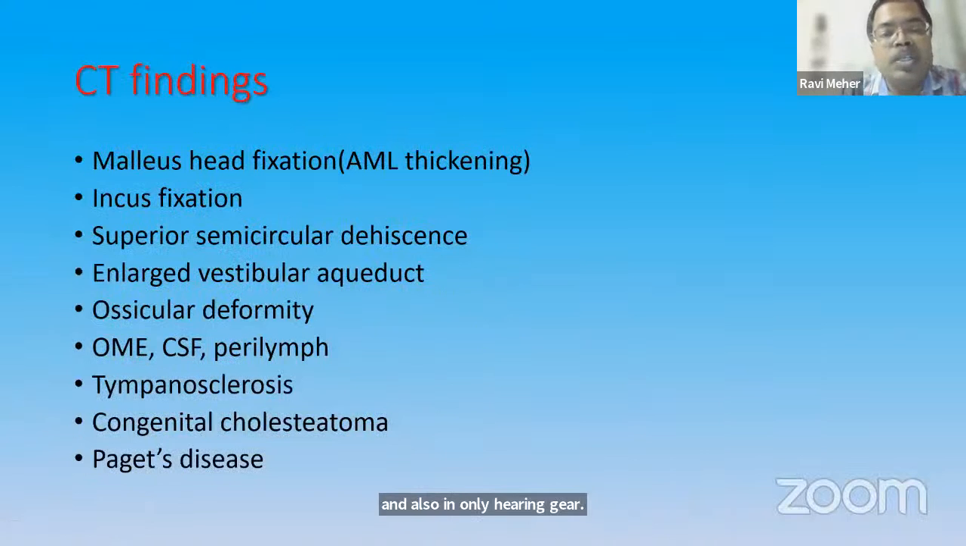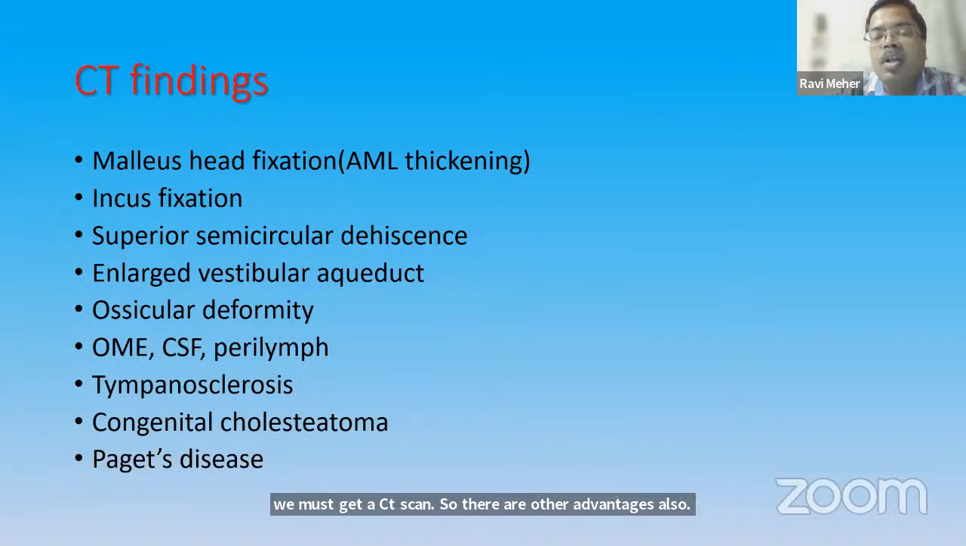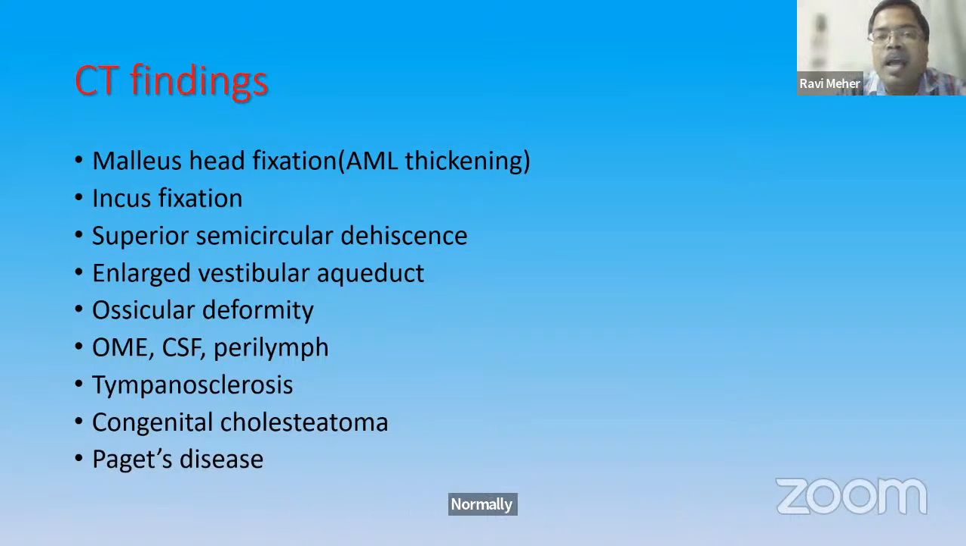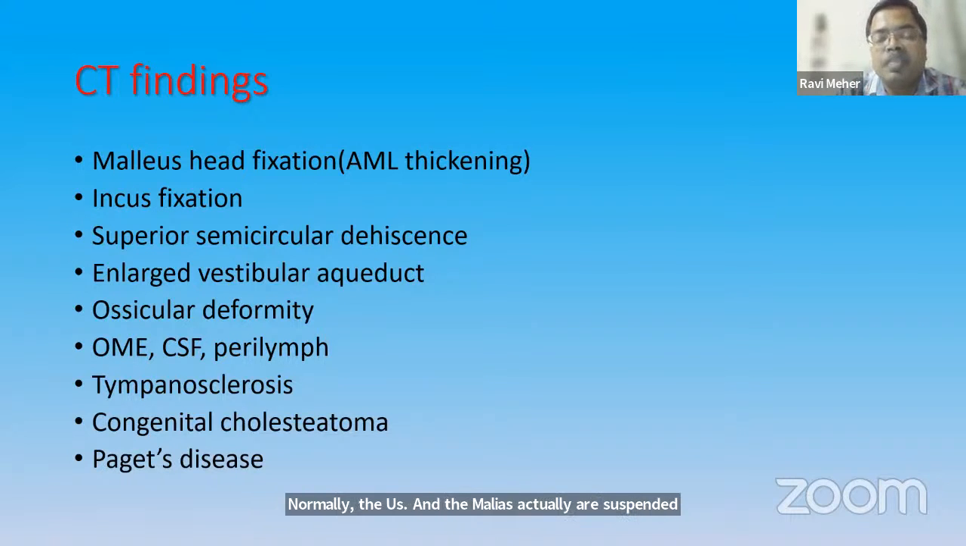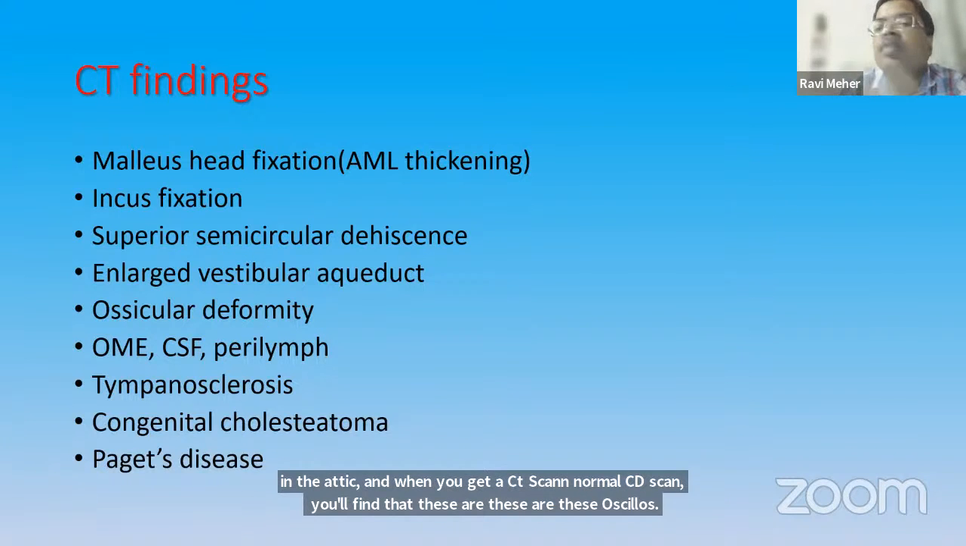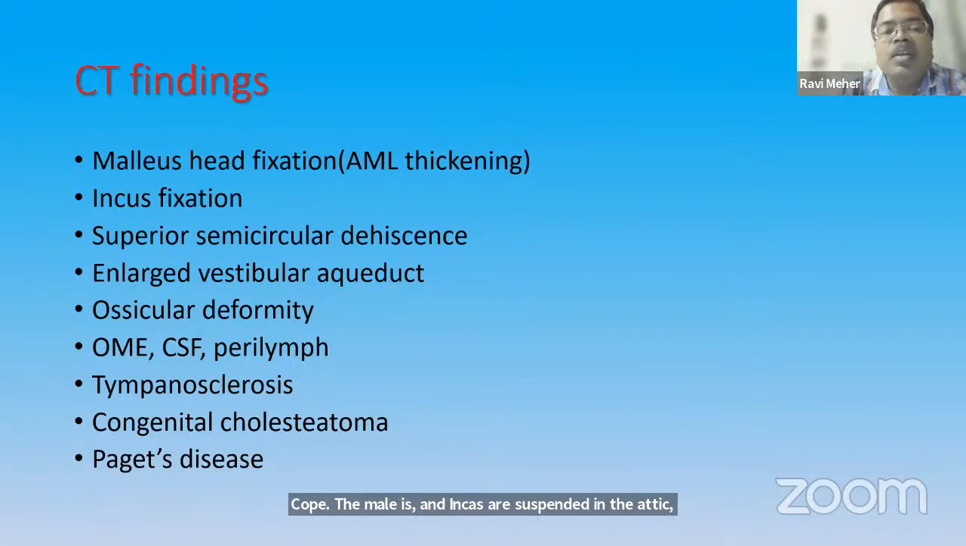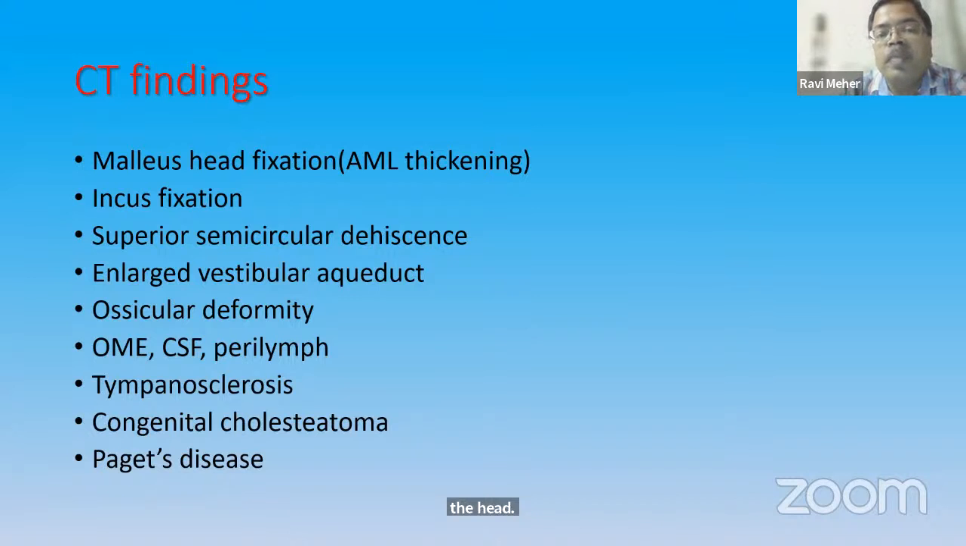CT findings can actually tell you the malleus head fixation. Normally the incus and the malleus are suspended in the attic, and when you get a normal CT scan, you will find that these ossicles, the malleus and incus, are suspended in the attic, but there is no connection with the attic walls. In case of the malleus head fixation, the ligaments will become thick and they will be seen as attachment to the attic.